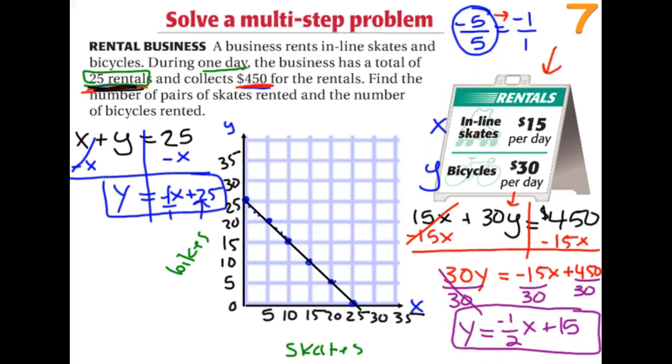Same thing here, we can start this graph at 15, and we're going down 1 over 2. Well, that's the same as going down 5 and over 10, because if we divide this by 5, that's the same as down 1 over 2. So we can really go down 5 and over 10. Down 5 and over 10. Well, that's where we're going to cross.